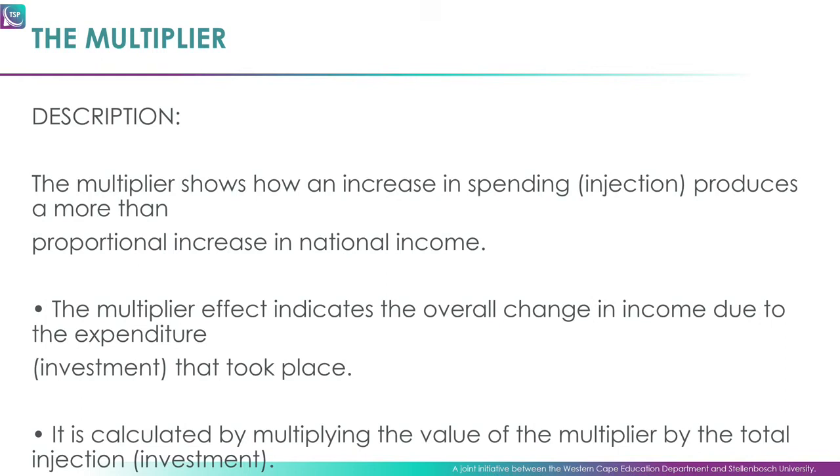The multiplier effect indicates the overall change in income due to the expenditure or investment that took place. The way we calculate it is we multiply the value of the multiplier by the total of the injection or the investment. I will be showing you how to calculate the value of the multiplier, whereas the total injection or investment will be given to you.